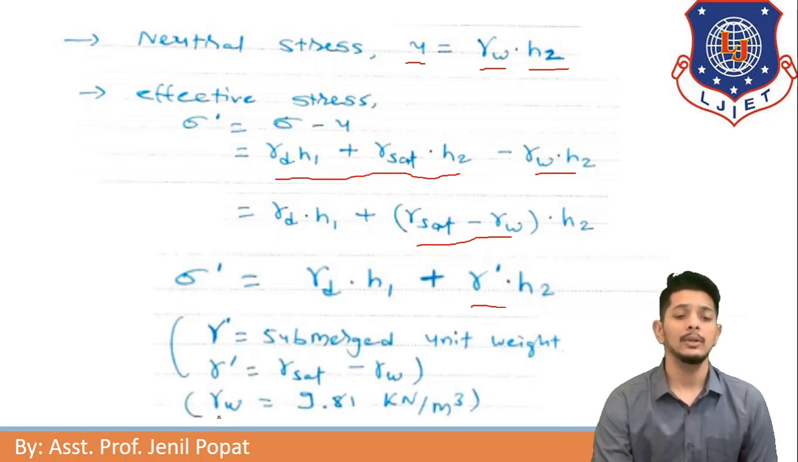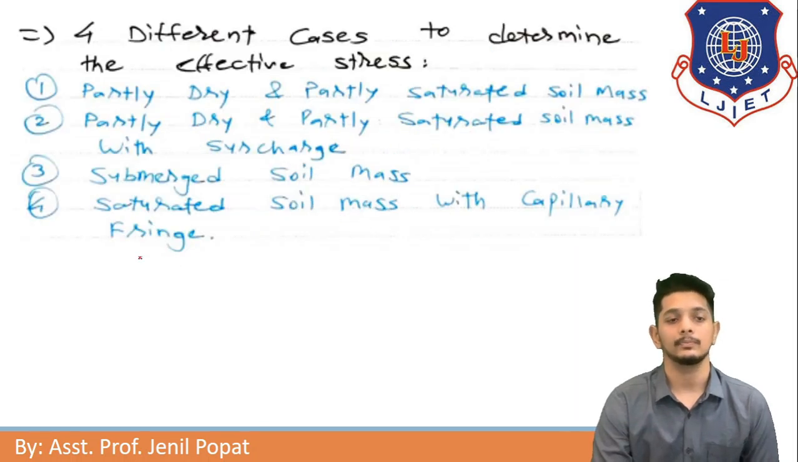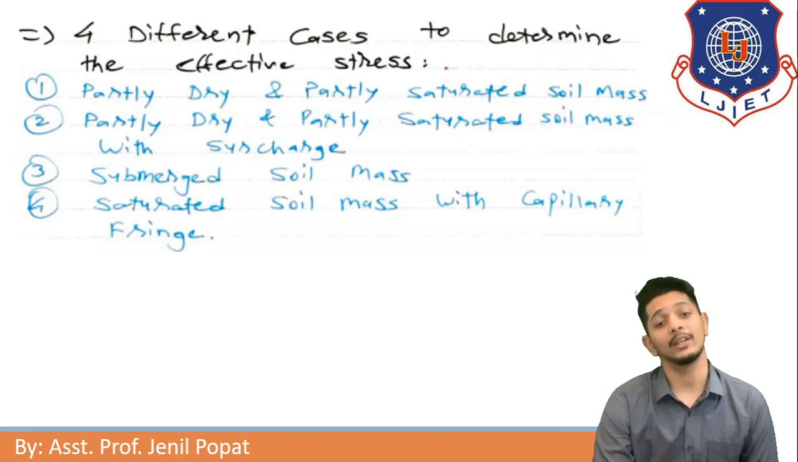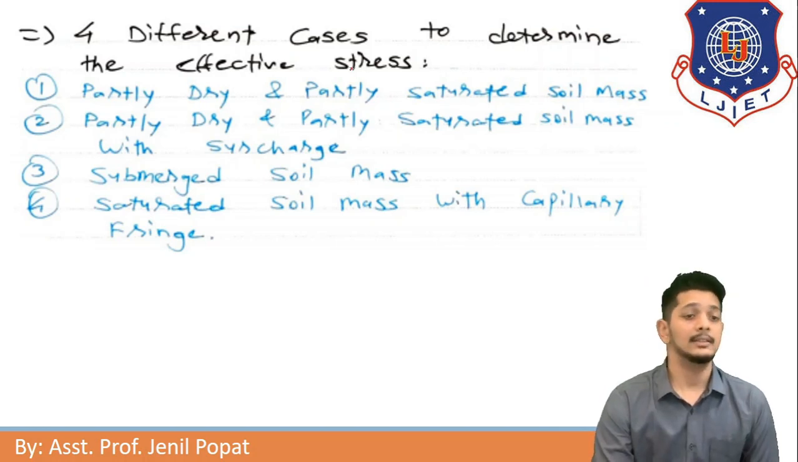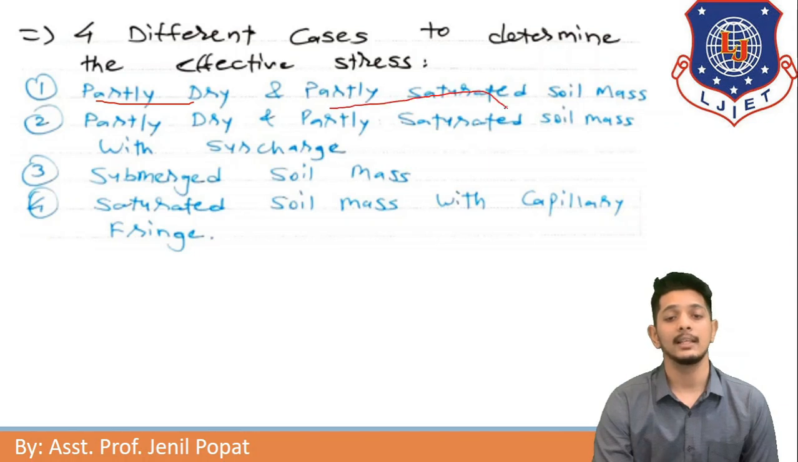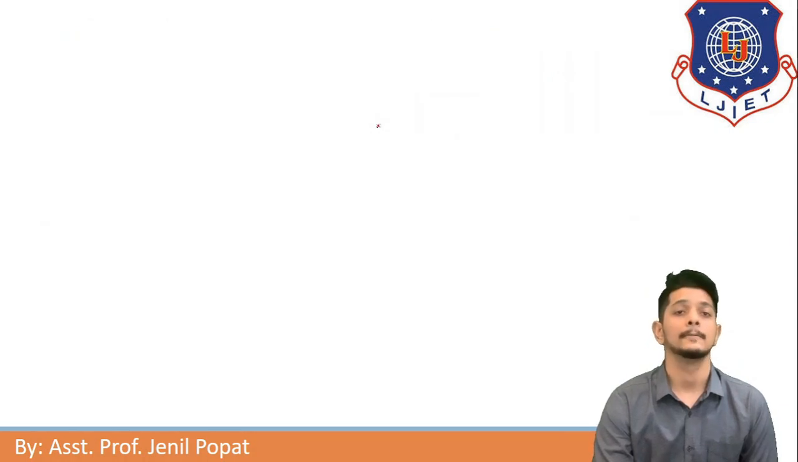Here gamma W is generally taken as 9.81 kilonewton per meter cube. Let us discuss 4 different cases to determine the effective stress. Let us see the first case, partly dry and partly saturated soil mass.